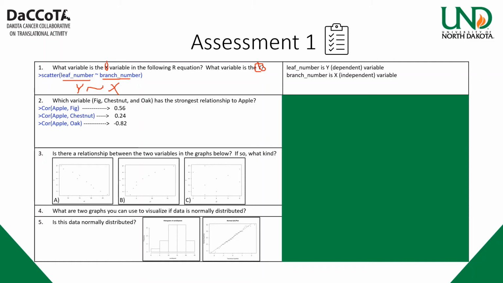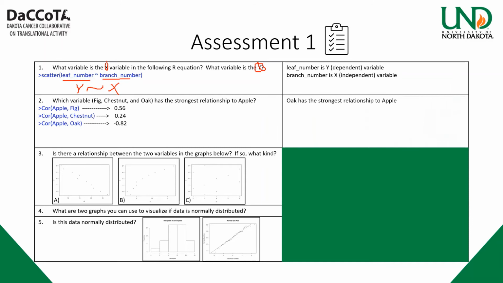Okay, next we're asking about which variable has the strongest relation to apples. So we're doing correlation tests, so fig, chestnut, oak, and here's the results. And what we find here is that oak has the strongest relation because it's the biggest number. Now it's negative, which means there's a strong negative. So if we do something like apple and oak, it's going to look something like this. And if we ran some statistical tests, a bit of a line like that.